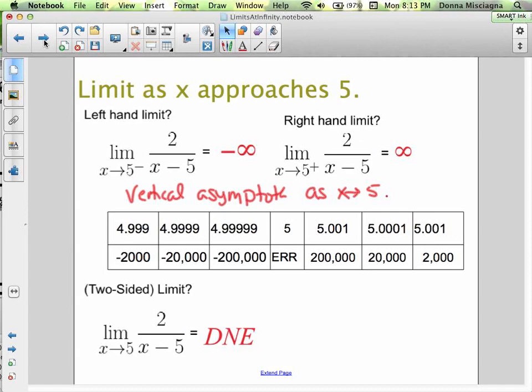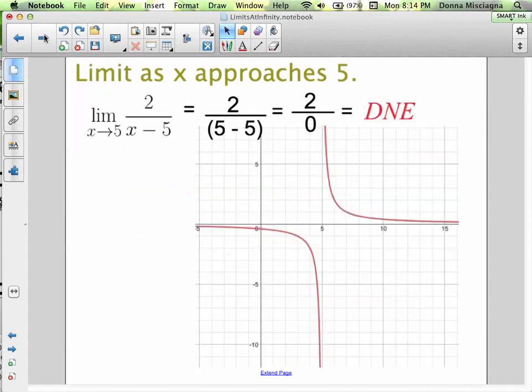So our limit as x approaches 5 from the left is negative infinity. Our limit as x approaches 5 from the right is positive infinity. And of course, the two-sided limit does not exist. Infinity and negative infinity are also a does not exist, but we can describe what kind of does not exist. In this case, it really doesn't exist. It's not approaching either positive infinity or negative infinity. It's a one-sided limit.